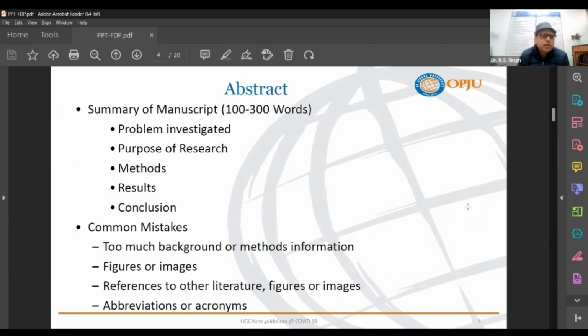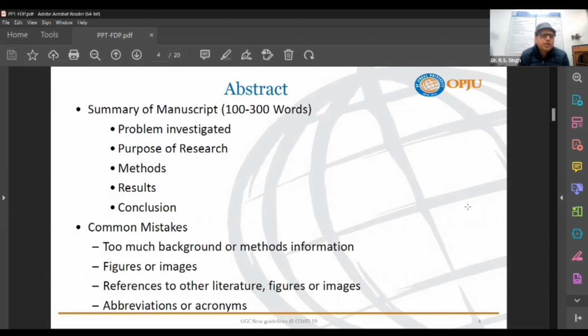Figures or images. Some beginner authors also include figures, even references, in the abstract. That is totally wrong. You should not include references and figures in the abstract. They don't want that. References to other literature. If they write even one sentence, they also incorporate references in the abstract. That is not correct. You should not write references in the abstract. Figures or images should be avoided.